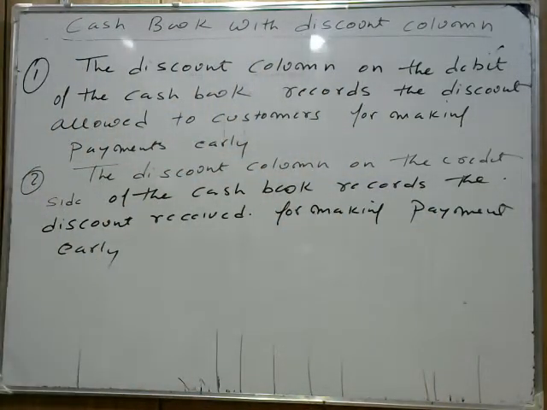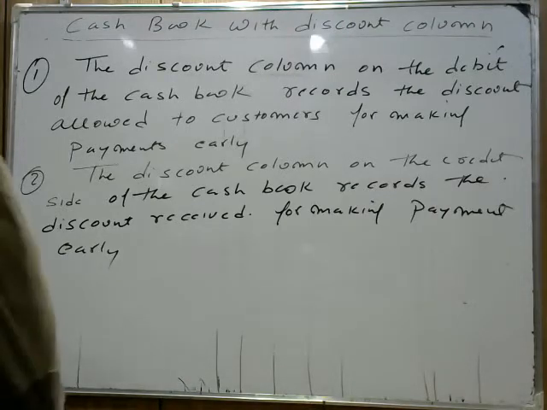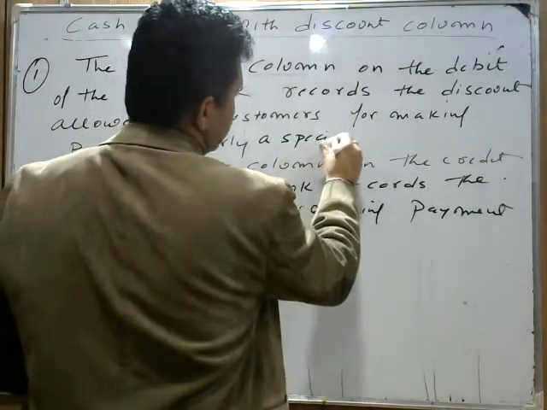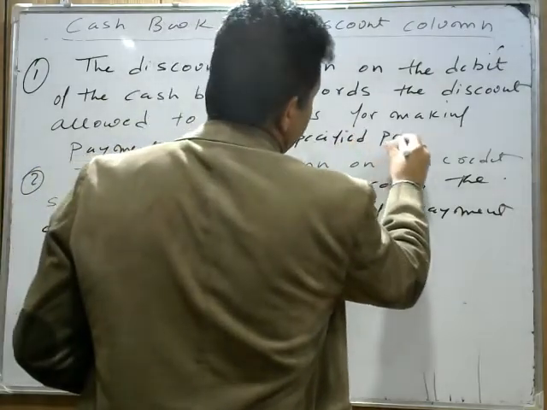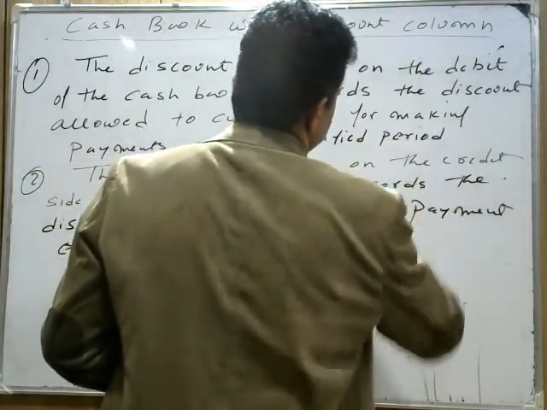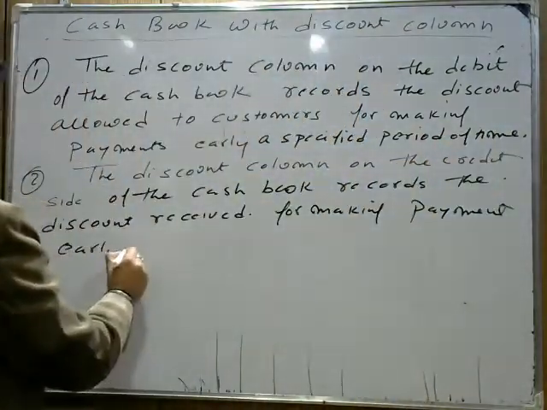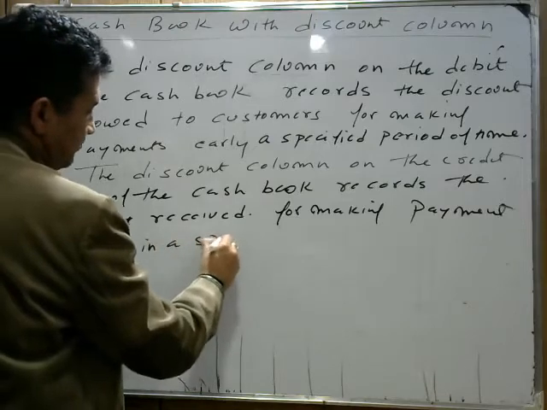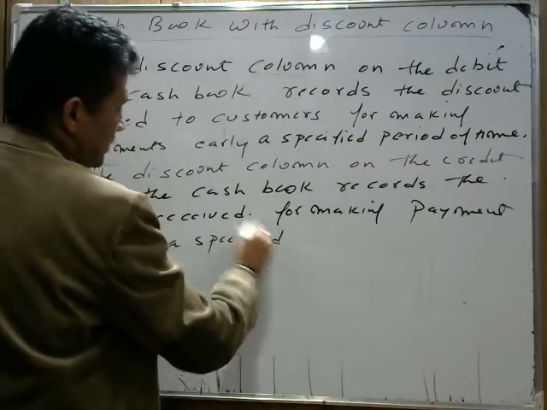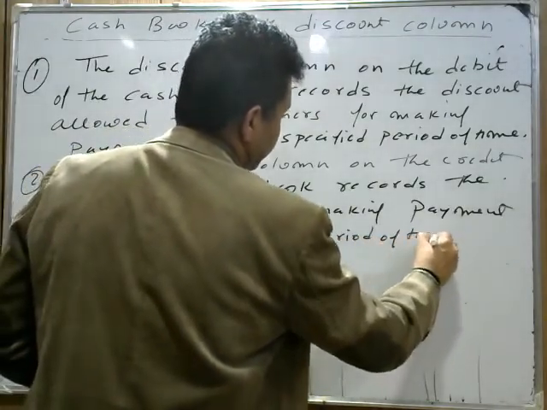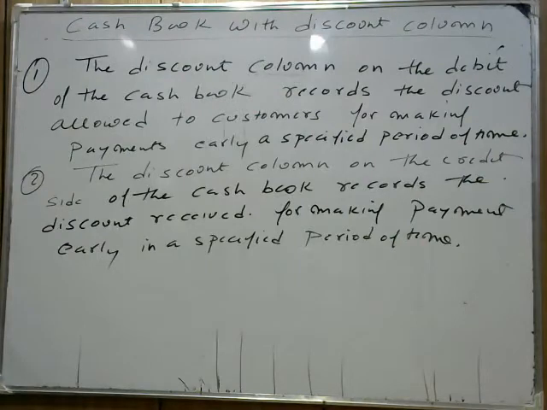The discount column on the debit side of the cash book records the discount allowed to customers for making payment early, within a specified period of time. As mentioned here also, a specified period of time. If you make the payment in a specified period of time, only then you receive your discount. This is the thing. Okay, now one more part, the third one, is an important one.